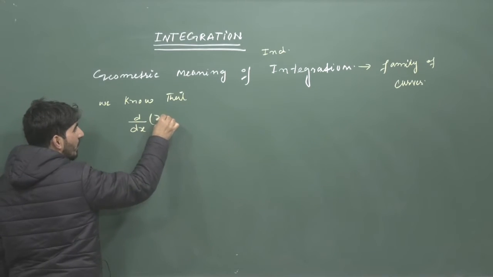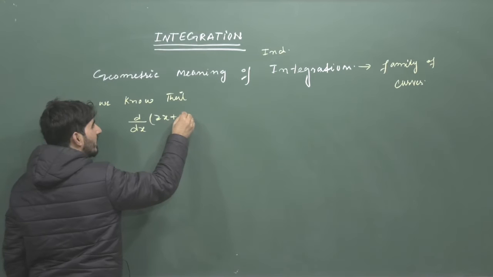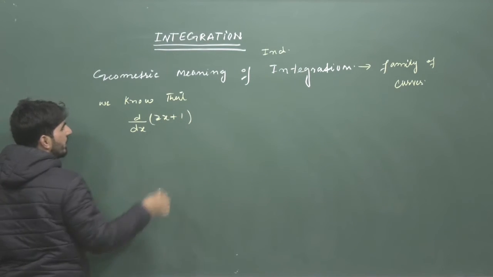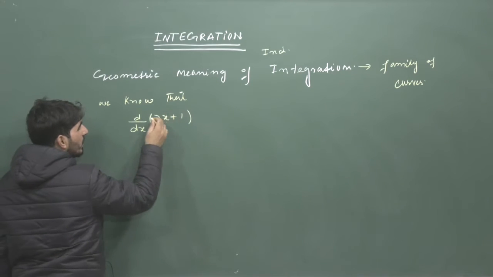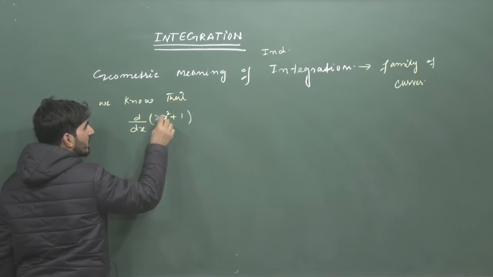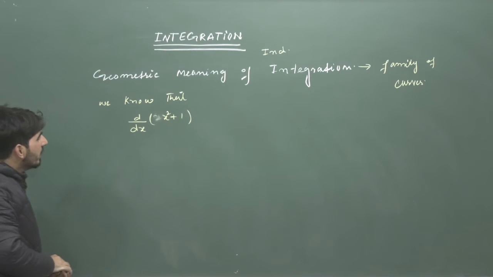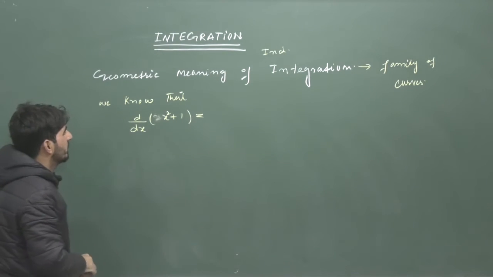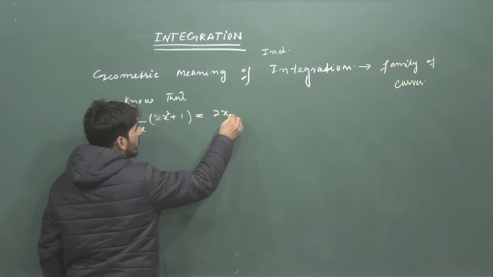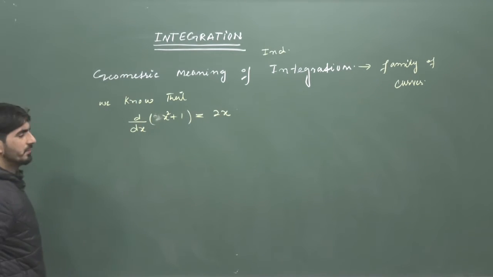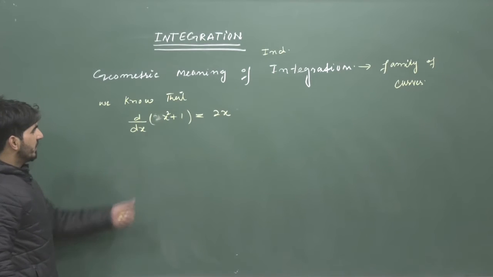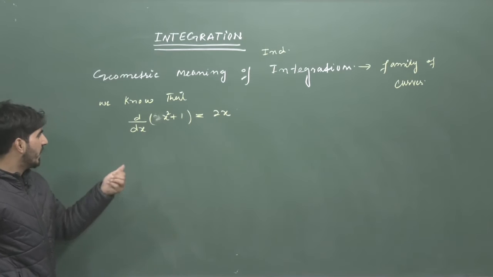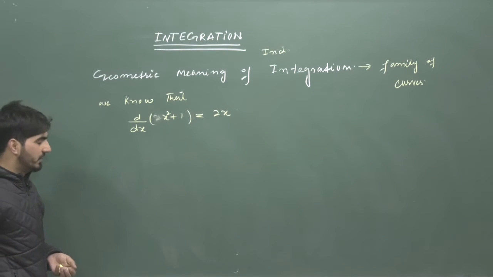Differentiation of x square plus 1. We know the differentiation of x square plus 1 is 2x, because the differentiation of 1, that is the constant, is 0.